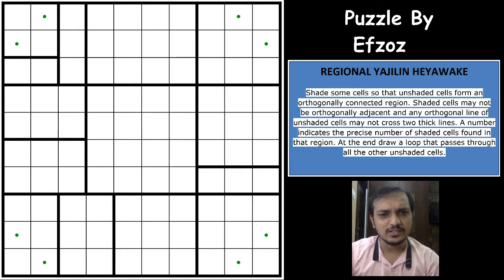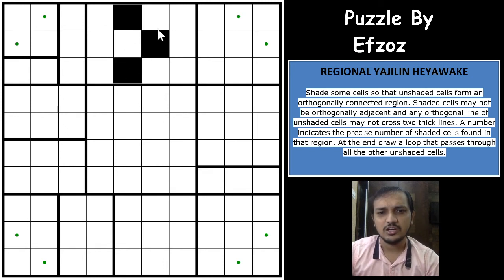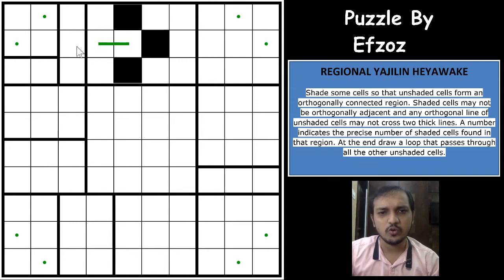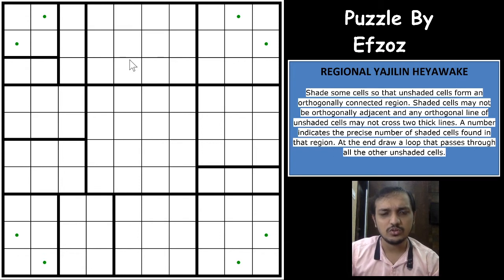So as I can say here, in a Hayawake puzzle we usually have such cases, right? We usually have such cases that you have three shaded cells in a 2 by 3 region. But in a regional Yajalin puzzle, that is never ever possible, because then you won't have exactly one loop going inside one of the white cells here and again coming out. So in a region, according to the regional Yajalin puzzle, this kind of scenario is never possible.